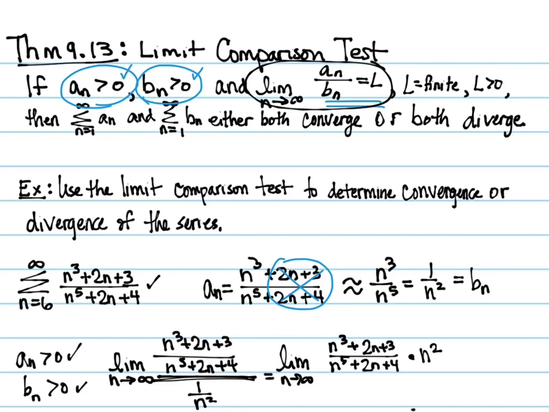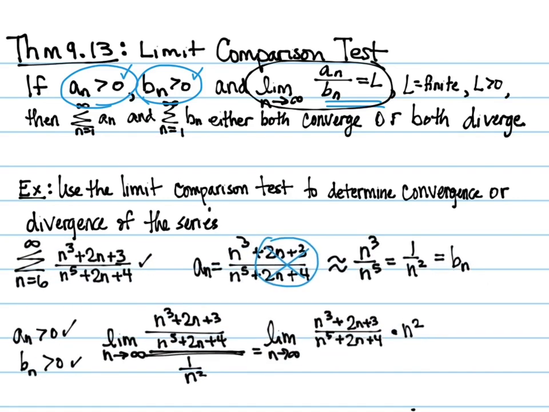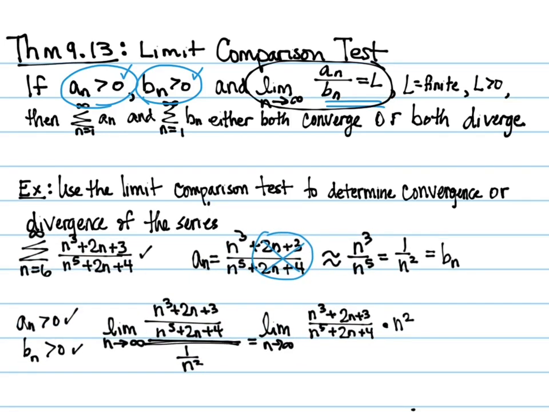All right. Once again, I'm out of space. Let me try to fix that. Okay, so this is going to equal the limit as n goes to infinity of n to the 5th plus 2n cubed plus 3n over n to the 5th plus 2n plus 4. All good so far? So it's 1. It is 1. Yeah, it is.